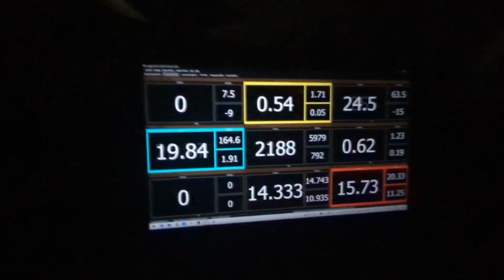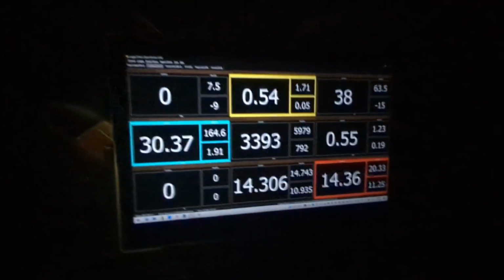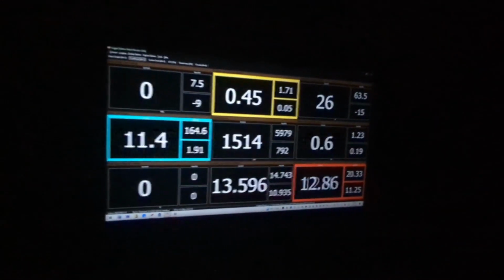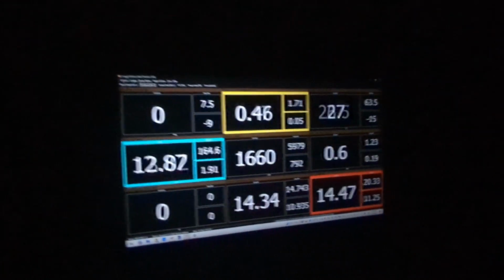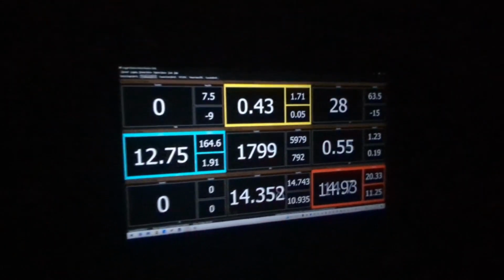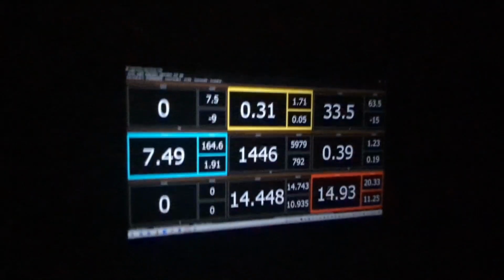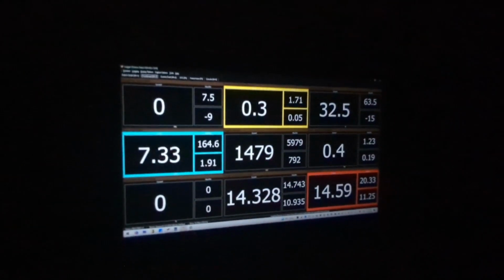So between the target AFR and the actual, I hope to see if the fuel system isn't keeping up, or if I need to make some tweaks to the injector latency or some other table like that.